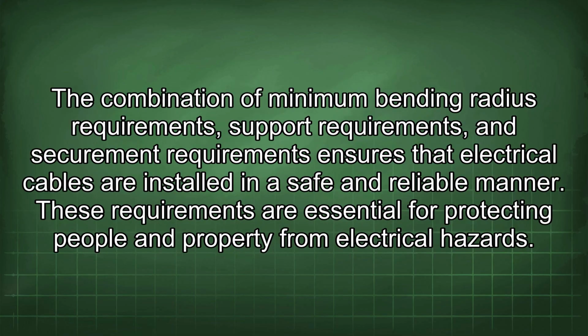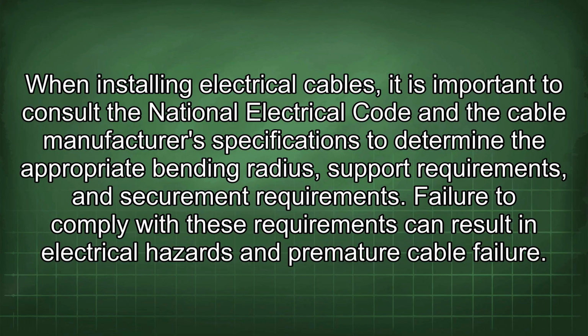The combination of minimum bending radius requirements, support requirements, and securement requirements ensures that electrical cables are installed in a safe and reliable manner. These requirements are essential for protecting people and property from electrical hazards. When installing electrical cables, it is important to consult the National Electrical Code and the cable manufacturer's specifications to determine the appropriate bending radius, support requirements, and securement requirements. Failure to comply with these requirements can result in electrical hazards and premature cable failure.